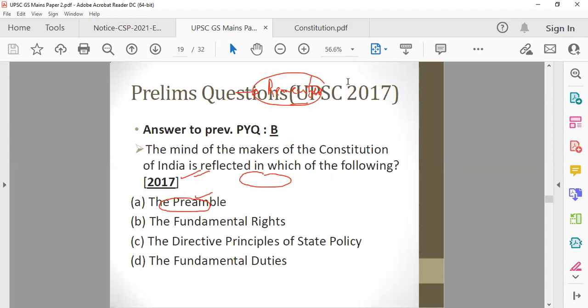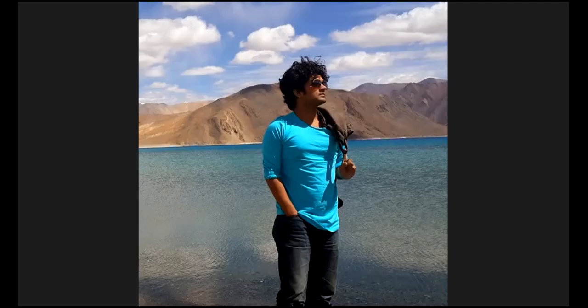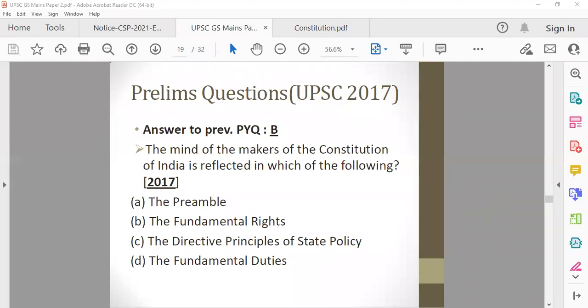Now let's try to solve this particular question. Mind of makers of the Constitution is reflected in which of the following? Preamble, FR, DPSP, or FD. Okay, so there was a disconnection there because of some issues. Fine. So we're talking about this: the mind of makers of the Constitution, it is reflected in which of the following? Preamble, FR, DPSP, or FD.